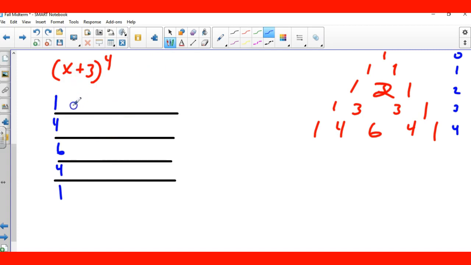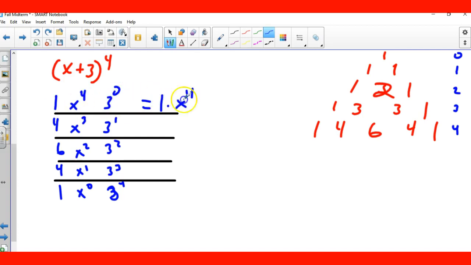Alright, then I take my first term, x. So I'm going to go 4, 3, 2, 1, 0. And then I'm going to go 3. And I'm going to go 0, 1, 2, 3, 4. Okay, there we go. Now, let's do it. 1 is 1. X to the 4th is x to the 4th. And 3 to the 0 is 1.